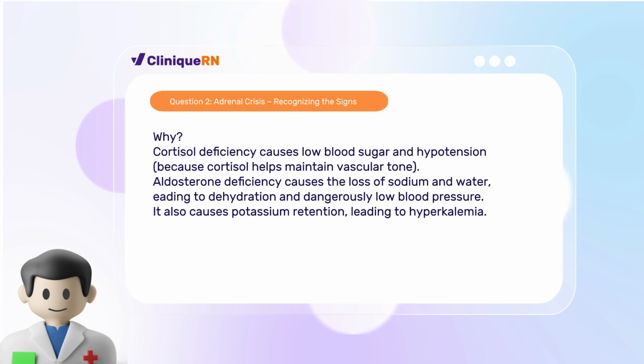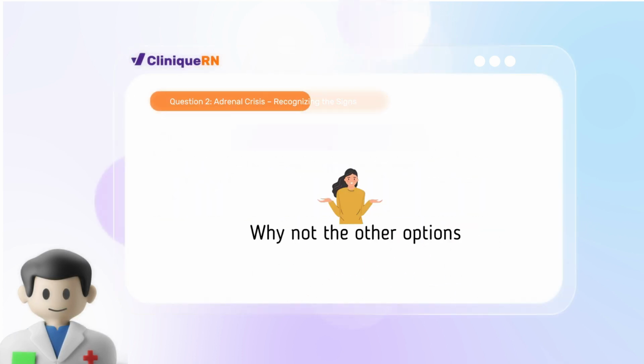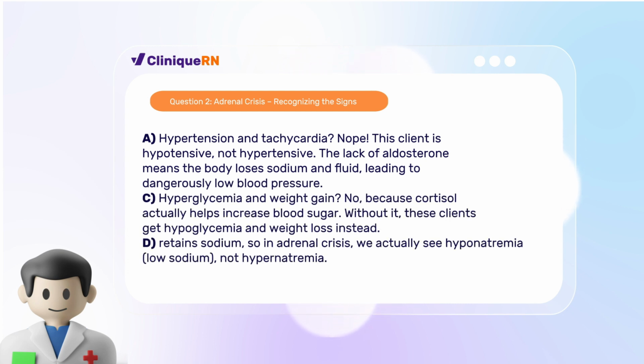Aldosterone deficiency causes the loss of sodium and water, leading to dehydration and dangerously low blood pressure. It also causes potassium retention, leading to hyperkalemia. Why not the other options? A. Hypertension and tachycardia. Nope, this client is hypotensive, not hypertensive. The lack of aldosterone means the body loses sodium and fluid, leading to dangerously low blood pressure.